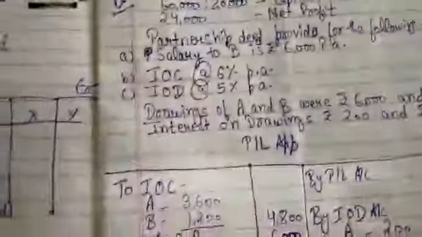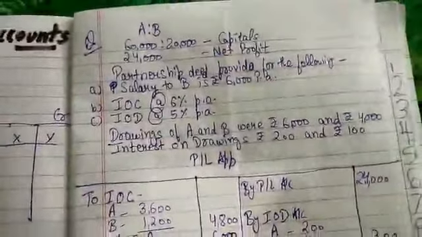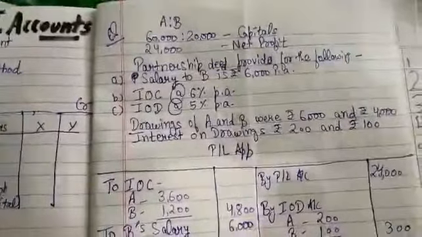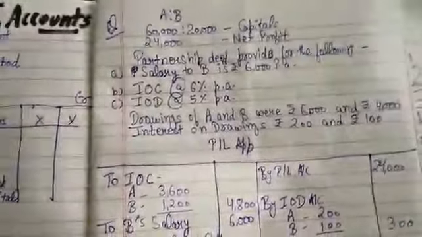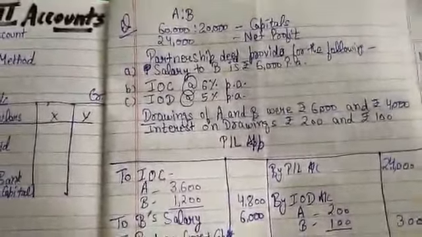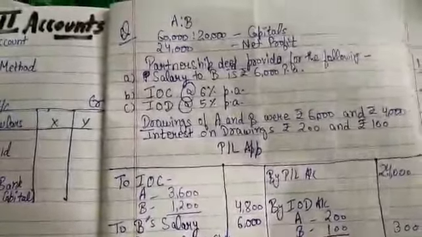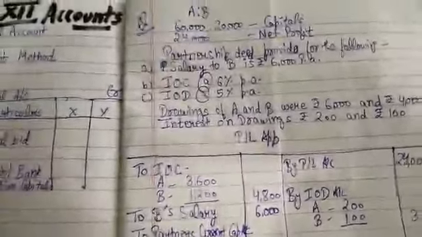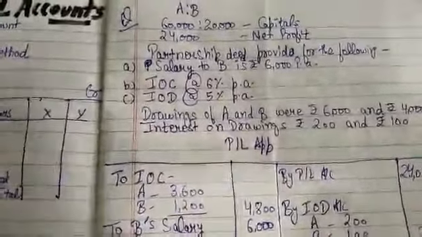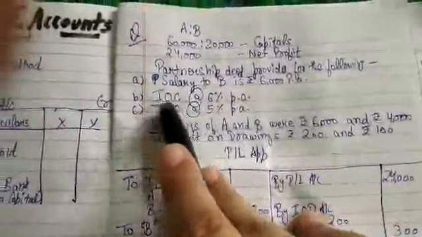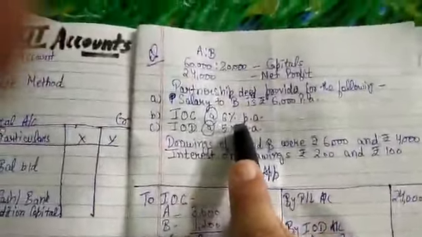So the question is, A and B, there are two partners, 60,000 and 20,000 is the capital of partners. The net profit, which is calculated in profit and loss account, is 24,000. Partnership deed provides for the following. What is the partnership deed saying? Partnership deed is saying that we have to pay salary to B, right? How much salary we have to pay to B? 6,000 per annum, right? Interest on capital we have to pay 6% per annum.